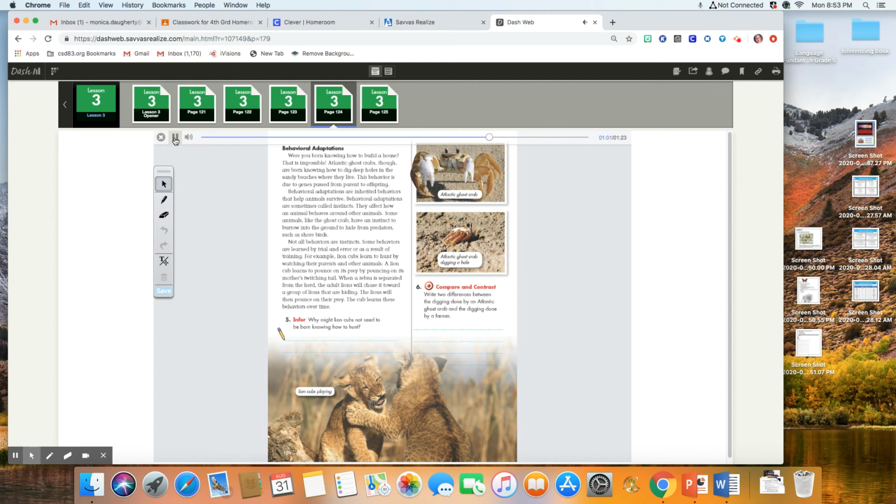5. Infer. Why might lion cubs not need to be born knowing how to hunt? Lion cubs playing.